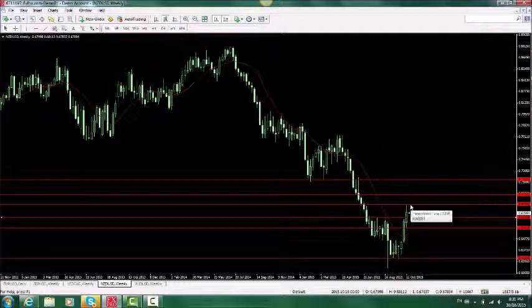So we could see the price come up high and drop, or we could see the price go to the bottom, 6600 here, and we may see rejection or reversal at that level as well.